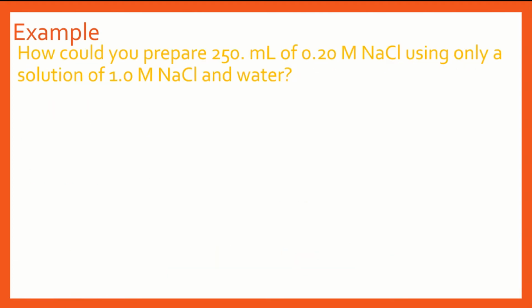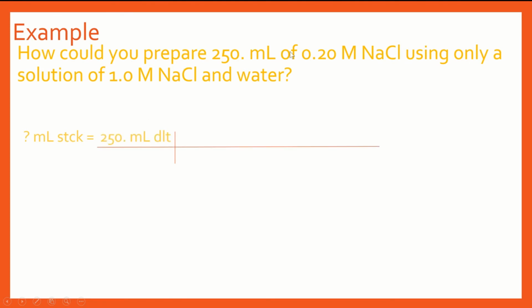Let's take a look at another one. How could you prepare 250 milliliters of 0.2 molar NaCl using only a solution of 1.0 molar NaCl and water? Okay, so we have our stock solution of 1 molar. That's the more concentrated of the two. And we're trying to make 250 milliliters of a 0.2 dilution. Again, question mark, how much stock will I need?